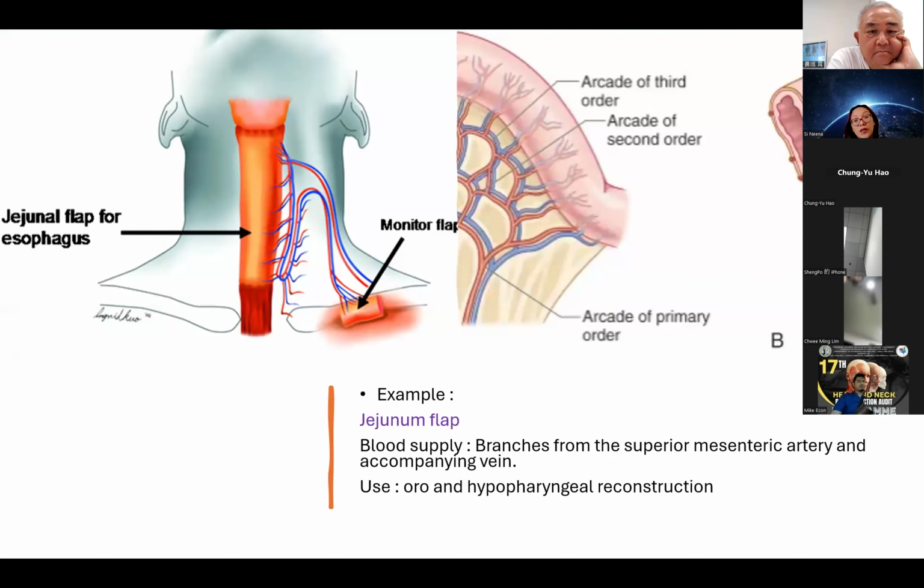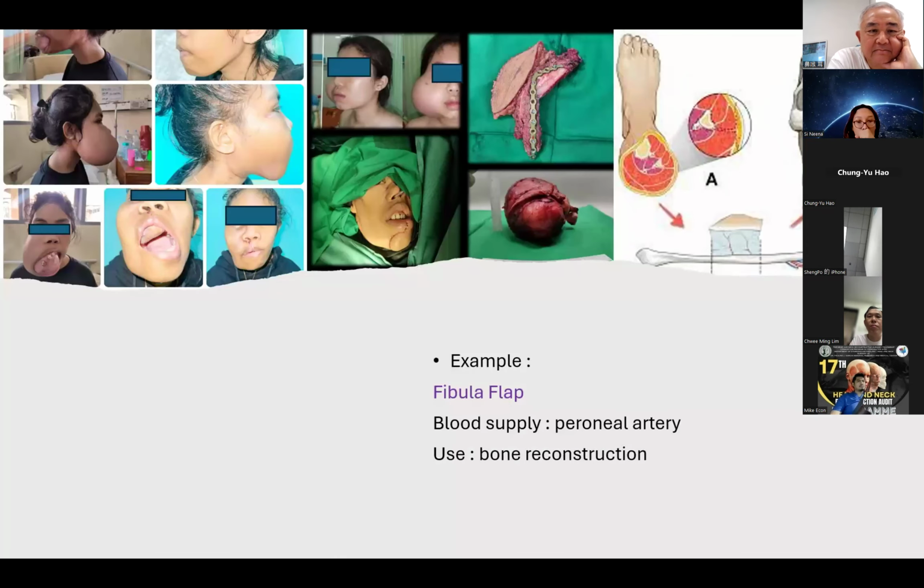And then we have jejunum flap, usually for oral and hypopharyngeal reconstruction. To be honest, I don't do it here because we rarely have pharyngeal or hypopharynx reconstruction. But when I was in Tata, most of the time when you have a complete segment of the pharynx that's lost, then you always have many options, including gastric pull-up and jejunum flap. Or sometimes you can always use regional flap like a pectoralis major, for example.